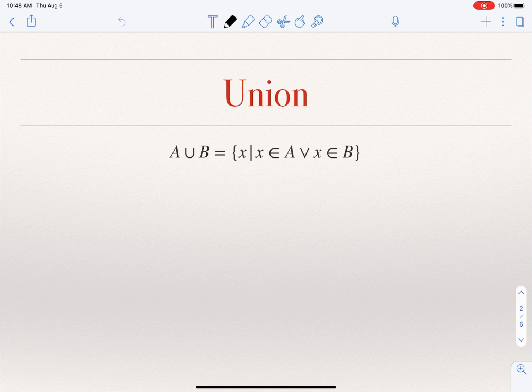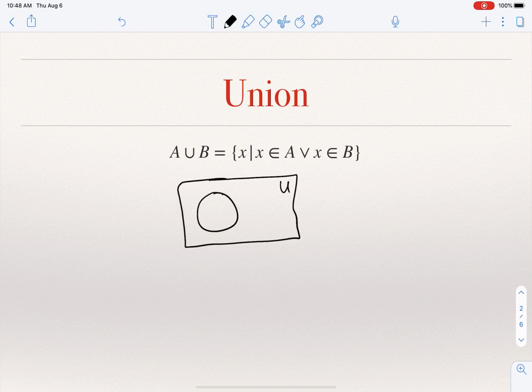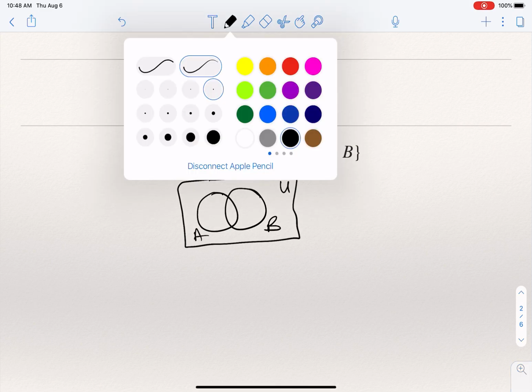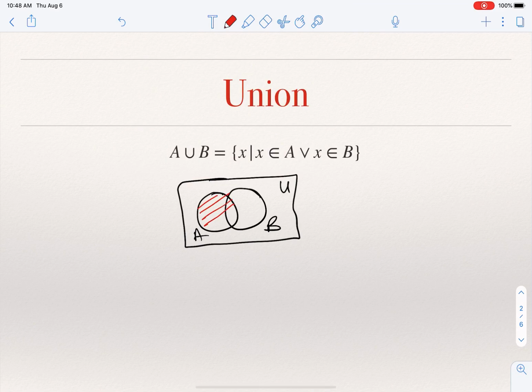If we want to use the Venn diagram to denote the union, again, I draw the rectangle for the universal set, and if this is A and this is B, the shaded area here is all the elements in the union.